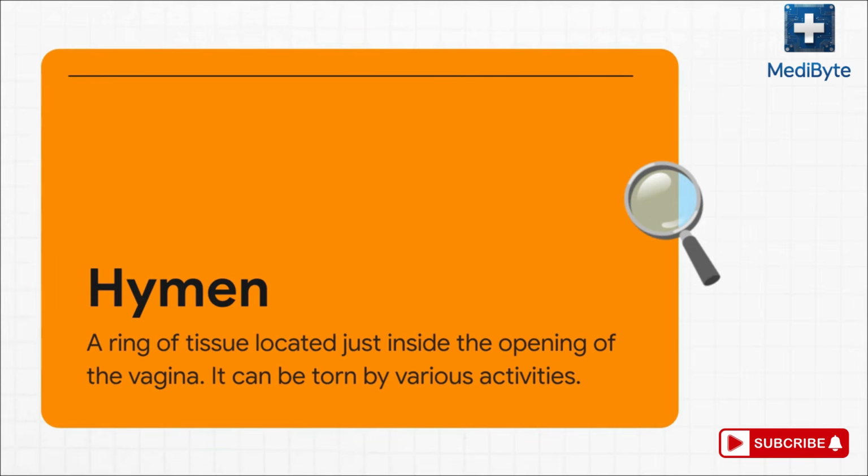Yes, it can tear during first intercourse, but it can also be stretched or torn by tons of other things, like playing sports, riding a bike, or even just using a tampon. So its presence or its absence is absolutely not a reliable indicator of, well, of anything really.